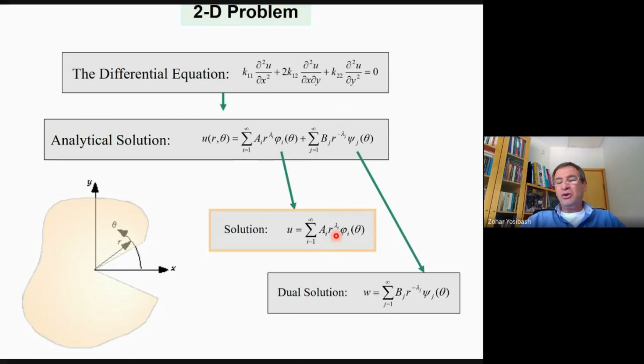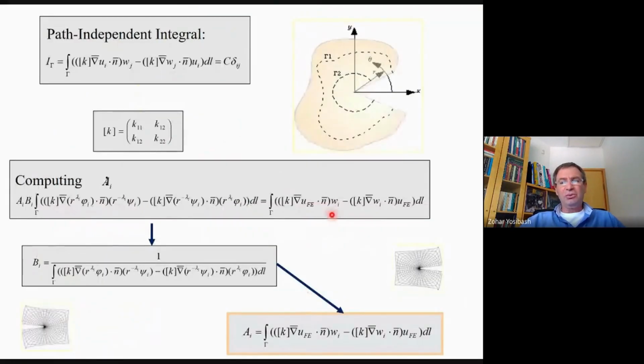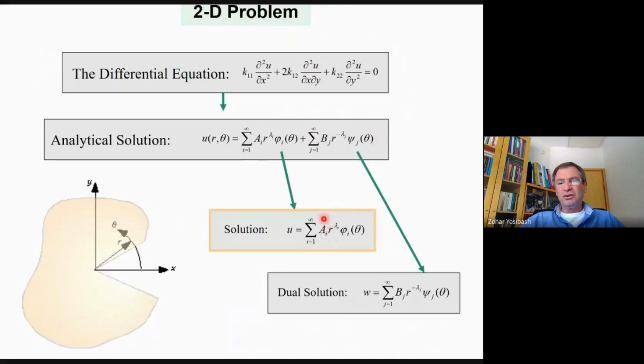So once we know how the solution looks like in 2D, let's talk about how we compute. I will go back here. How do we compute these coefficients?